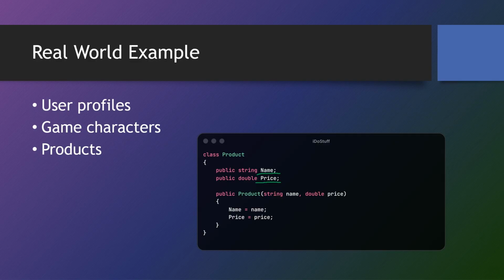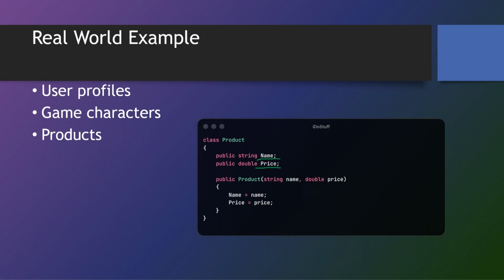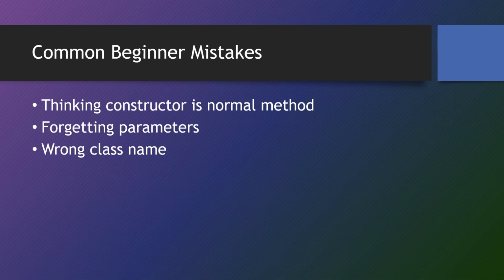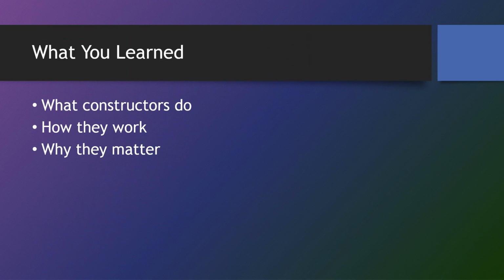Common beginner mistakes. A common mistake is thinking constructors are normal methods. Another is forgetting that constructors run automatically. Some beginners also try to add return types, which constructors never have. Once you understand these rules, constructors become very intuitive. You now understand what constructors are, when they run, why they exist, and how they keep objects safe and consistent.